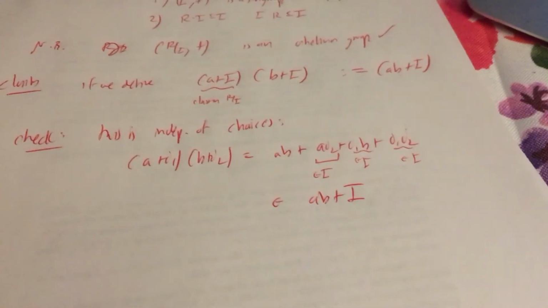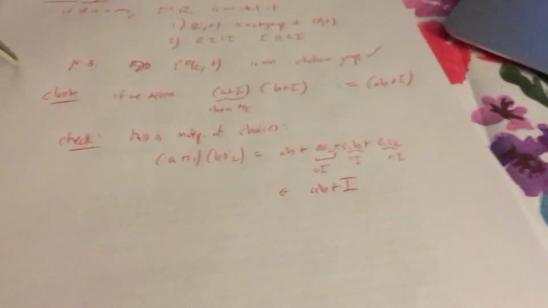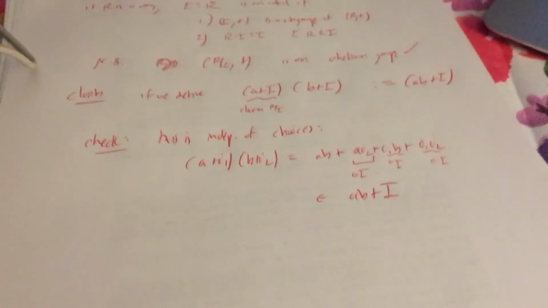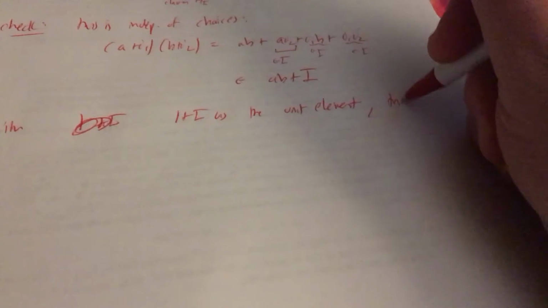So it's totally fine to define multiplication this way, and this implies immediately that R mod I is a ring. The unit element 1 in this ring is the class of 1 plus I. With 1 plus I as the unit element, this makes R mod I, with plus and times, into a ring.